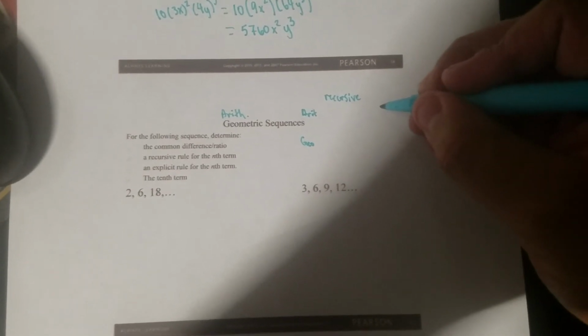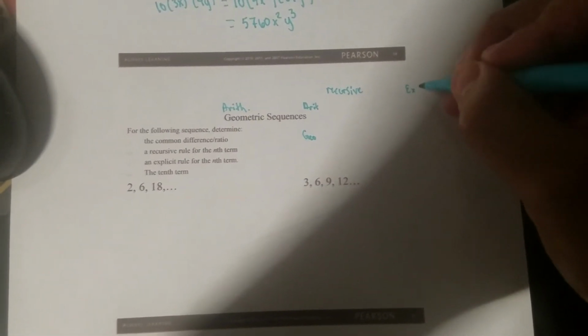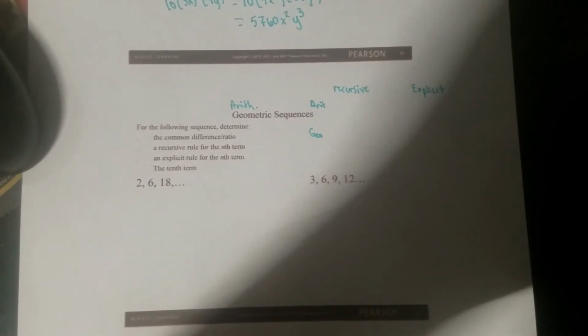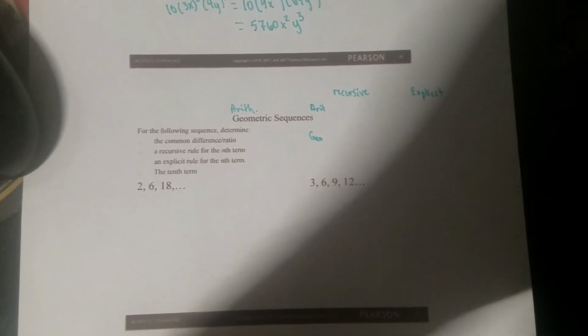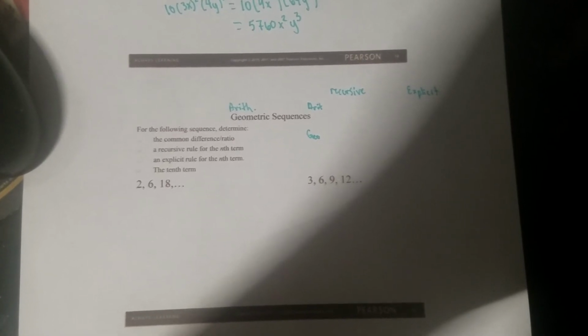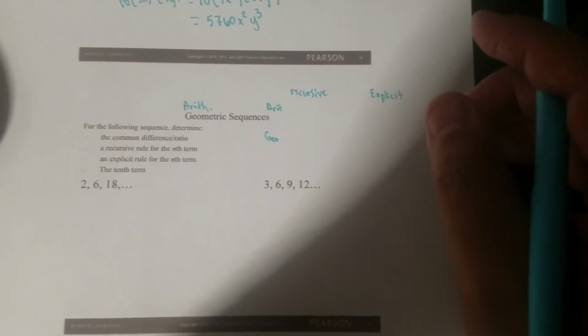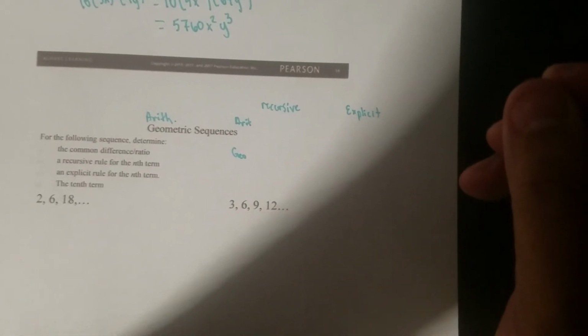And you also have an explicit, again, one for the arithmetic, one for the geometric. Okay. Oops, it blurred out a little bit. Okay, there we go.